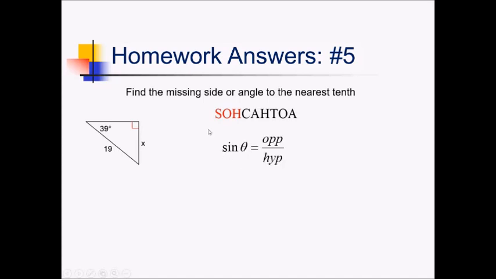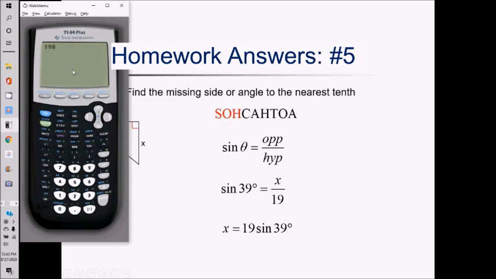So we have sine of our angle, 39 degrees, equals the opposite side, that's x, that's across from the angle, over the hypotenuse, that's that 19. And now solving for x, that's going to be 19 times sine of 39 degrees, which we will enter in the calculator. So here we go. We've got 19, and then we're going to do sine of 39, and make sure we're in degrees mode. Press enter. That's about 11.9. We want the nearest tenth, so this actually rounds off to 12.0 if I round it to the nearest tenth.